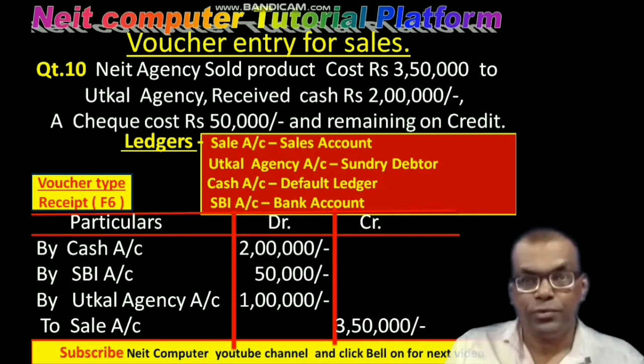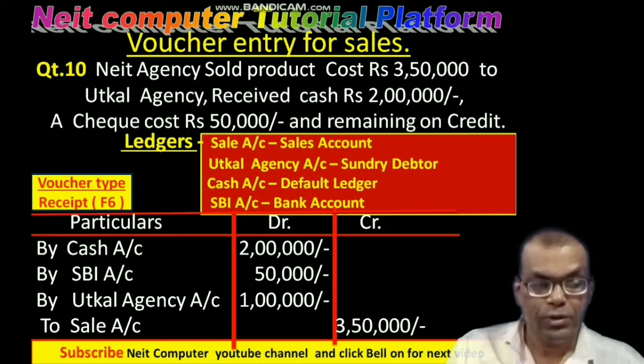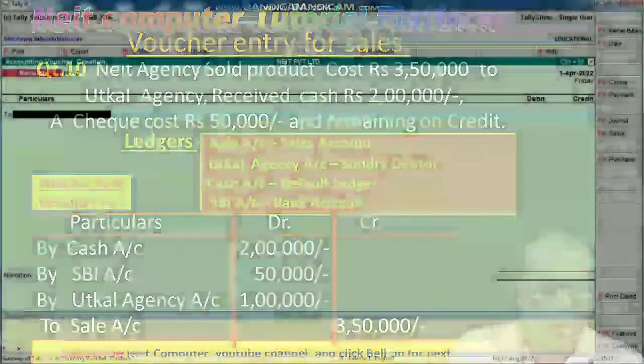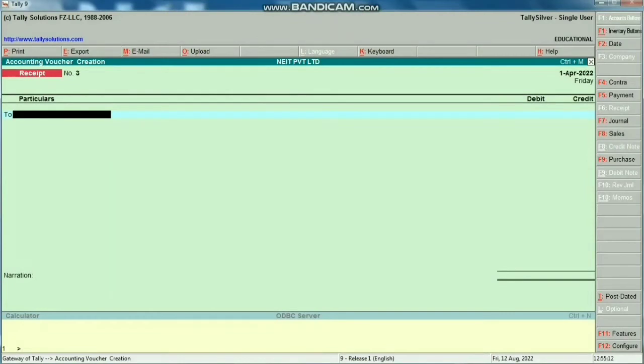Let us check what the voucher entry is. Cash becomes a debit of 2 lakhs, SBI becomes a debit of 50,000, and Utkal agency account becomes a debit of 1 lakh. And as it is a point of sale, the sale account becomes a credit of 3,50,000. Now the cash account becomes a debit of 2 lakhs.